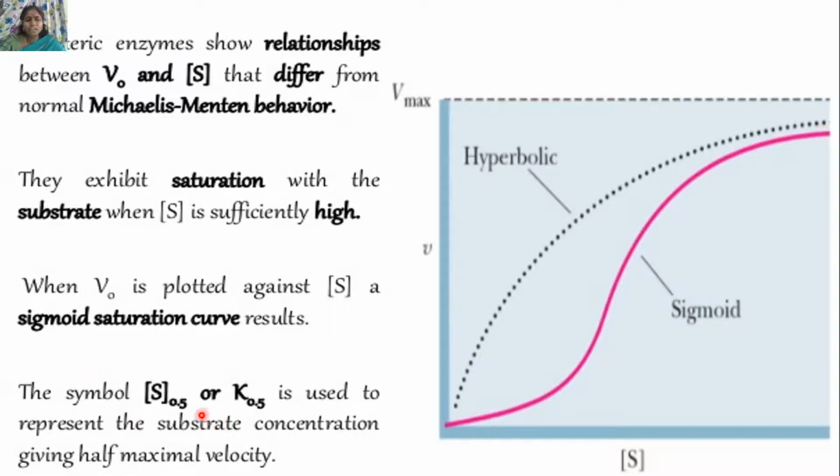The symbol S0.5, or K, rather than the Michaelis-Menten constant, is used to represent the substrate concentration giving a half-maximal velocity.